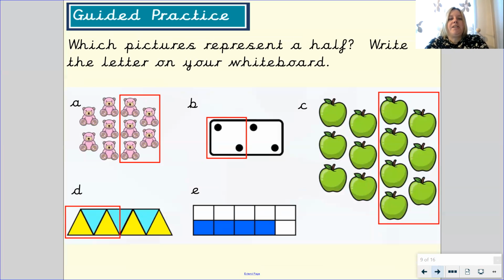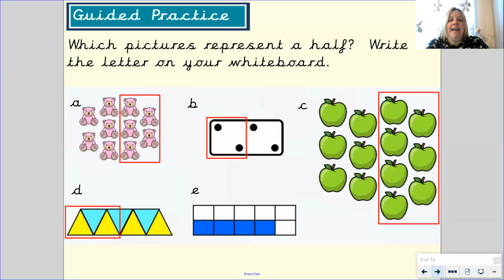Our next question, which pictures represent a half? Write the letters on your whiteboard. So remembering exactly the same, we're looking for two parts that are equal. So they need to have the same number of objects in each part.